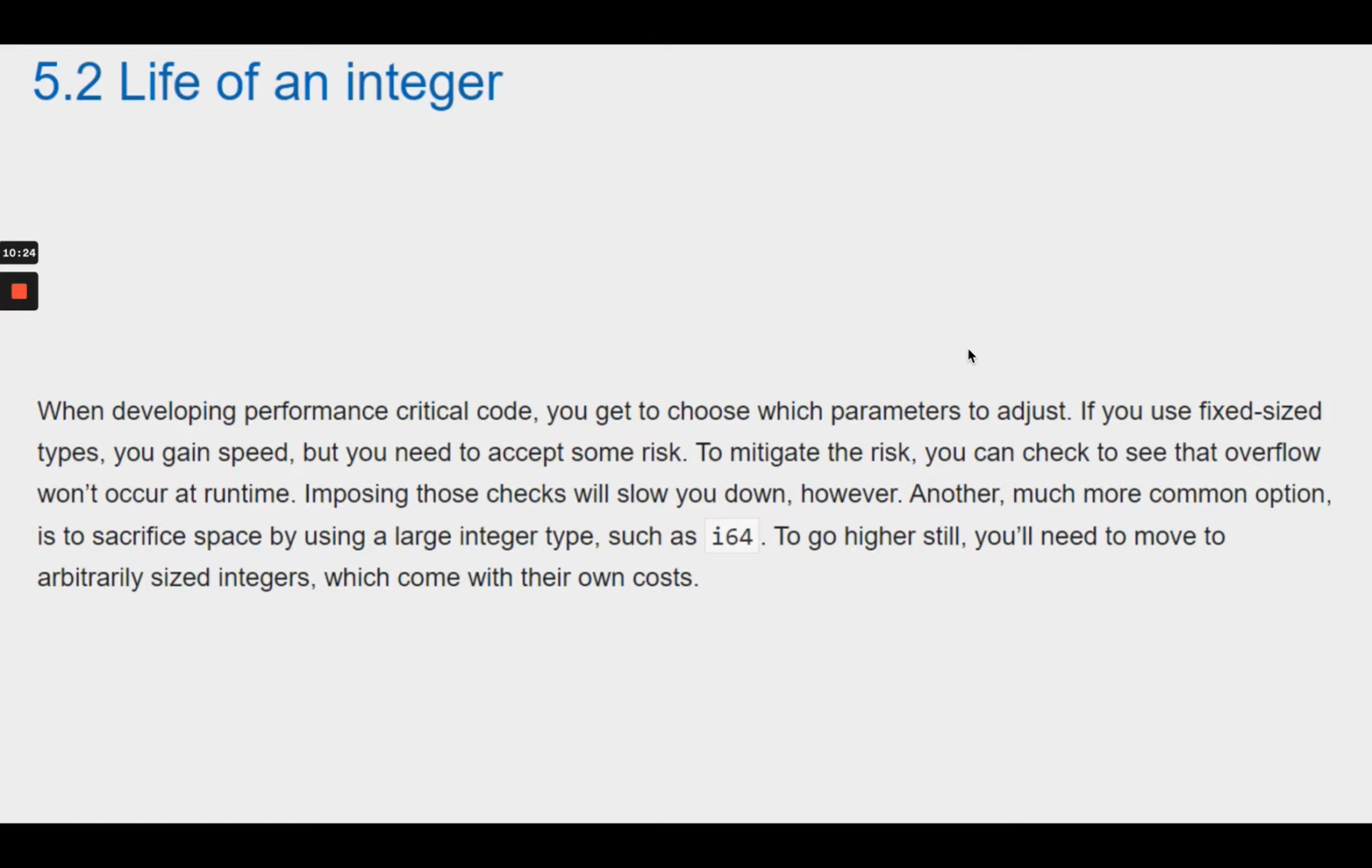When developing performance-critical code, you get to choose what parameters to adjust. If you use fixed size types, you gain speed, but you need to accept some risk. To mitigate the risk, you can check to see that overflow won't occur at runtime. Imposing those checks will slow you down, however. Another much more common option is to sacrifice space by using a large integer type such as i64. To go higher still, you'll need to move to arbitrarily sized integers, which come with their own costs.